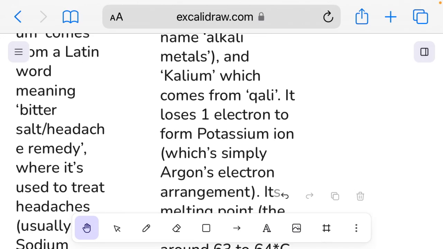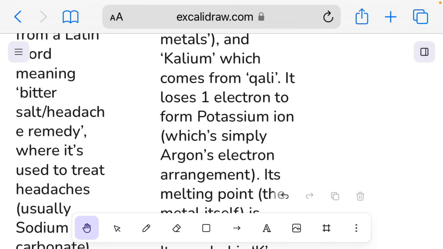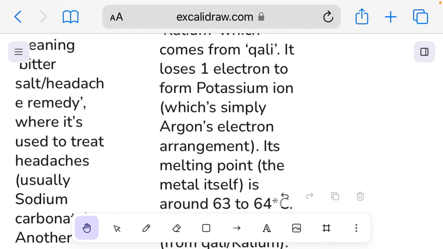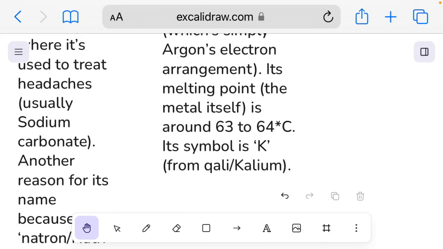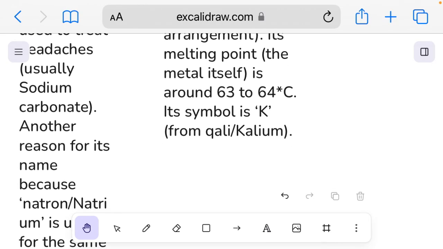It loses 1 electron to form a potassium ion, which simply has argon's electron arrangement. Its melting point, the metal itself, is around 63 to 64 degrees Celsius. Its symbol is K, from Kali and kalium.